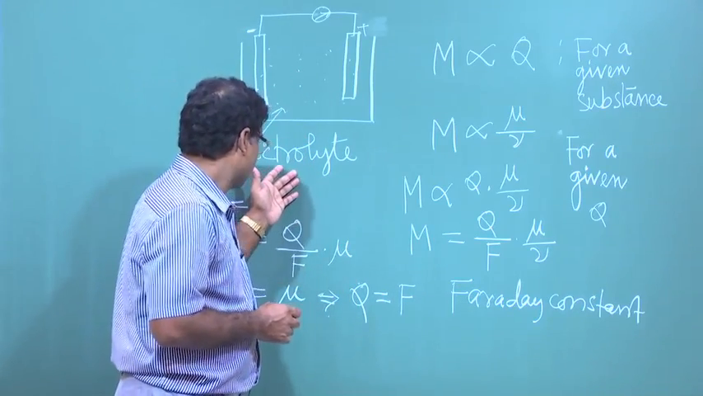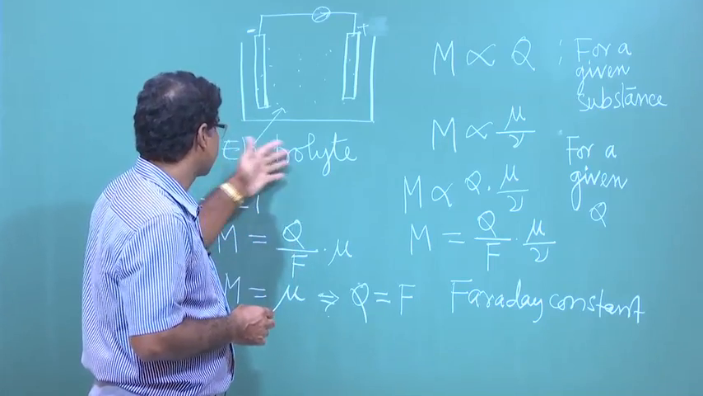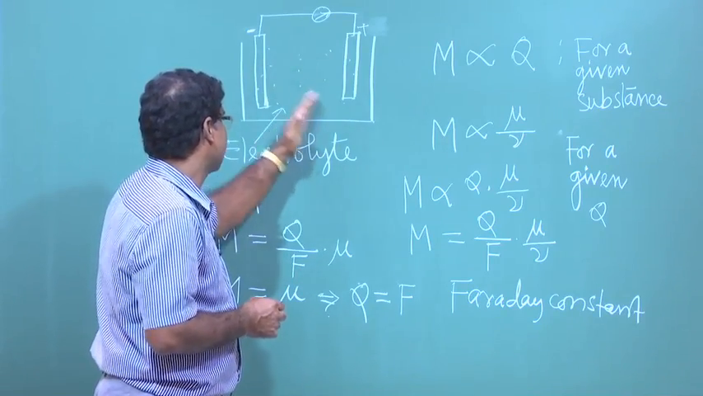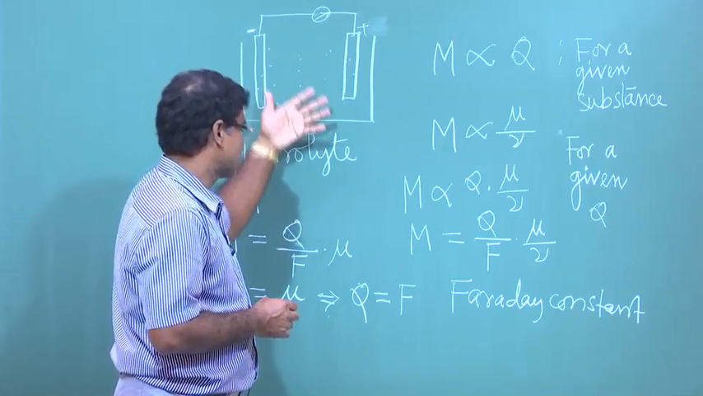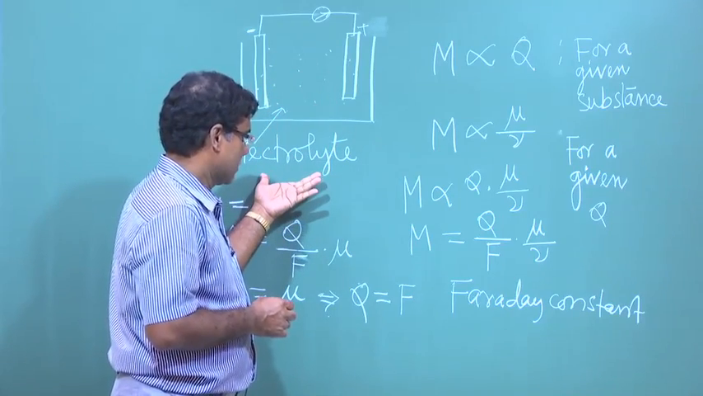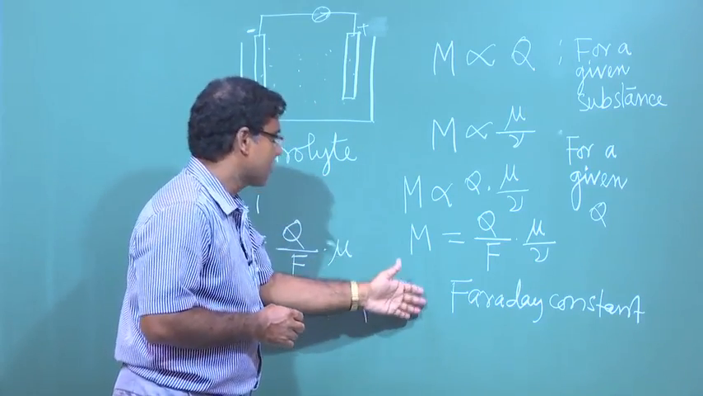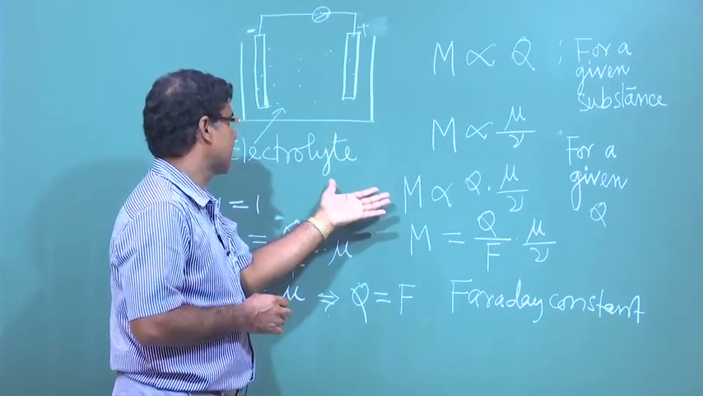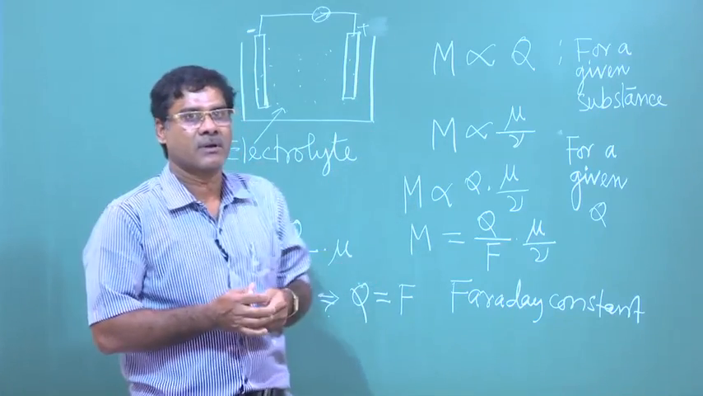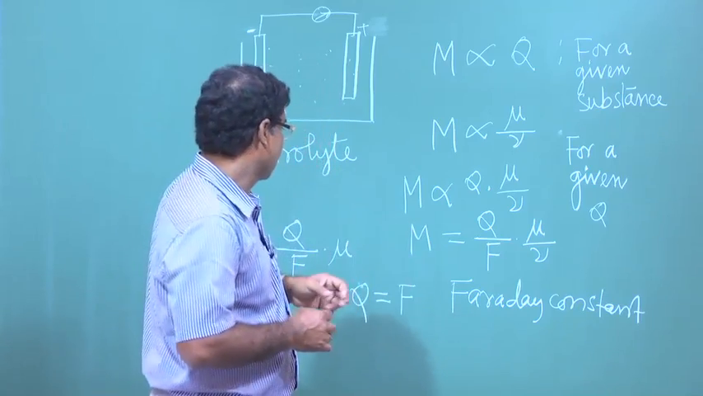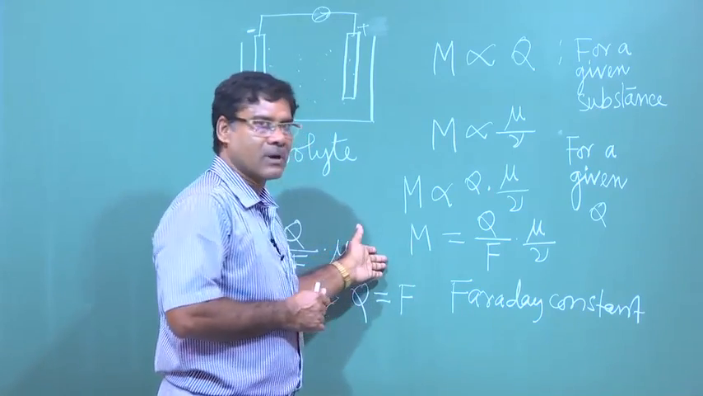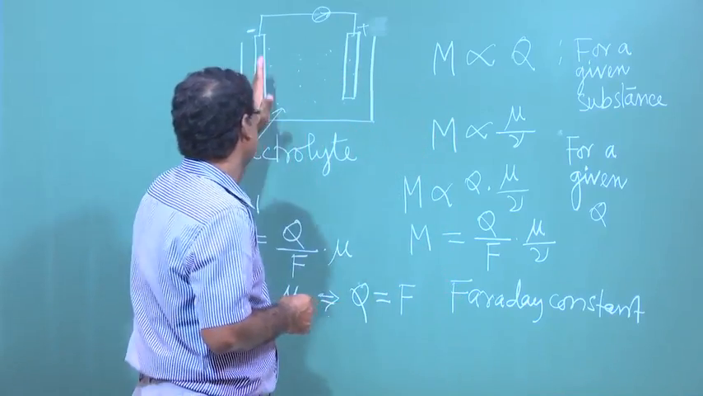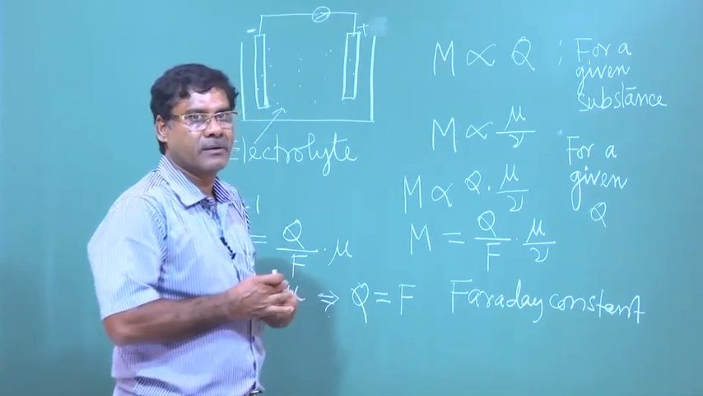So, for any monovalent substance, with the electrolyte taken of that substance, F amount of charge or electricity passing through this electrolyte always gives 1 gram mole of metal deposited on the electrode.